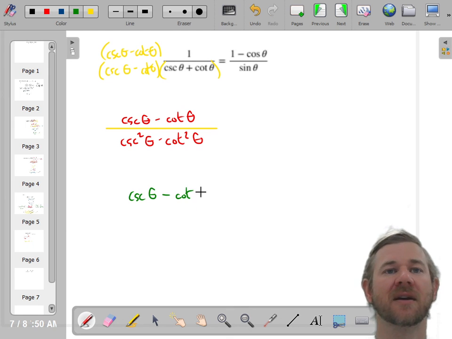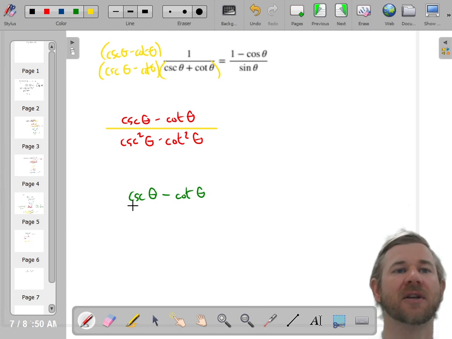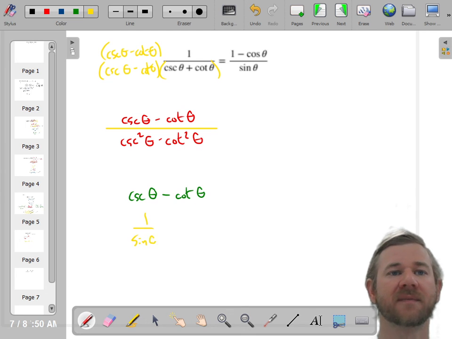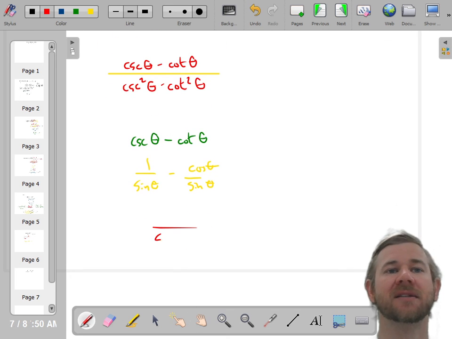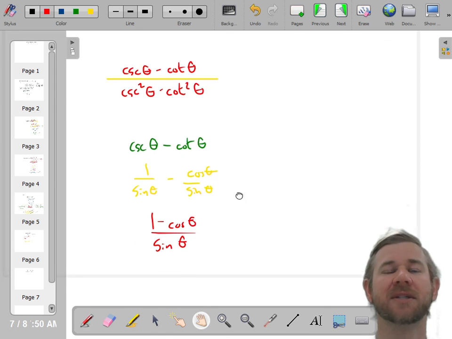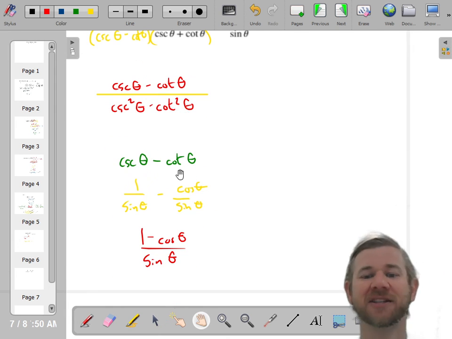Which now I can do my sine cosine trick: 1 over sine of theta minus cosine over sine of theta. And you can see they have a common denominator, which is sine of theta, and in the top, 1 minus cosine theta, which is what we're trying to get. Woohoo, just use a conjugate.